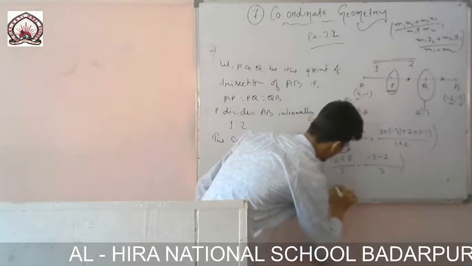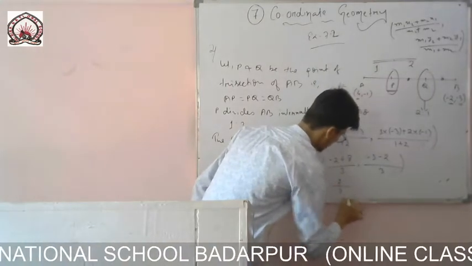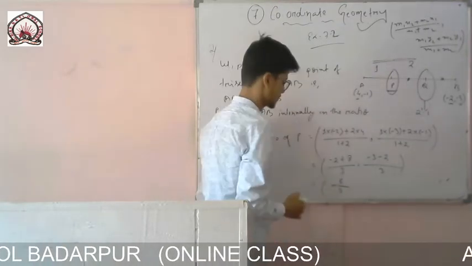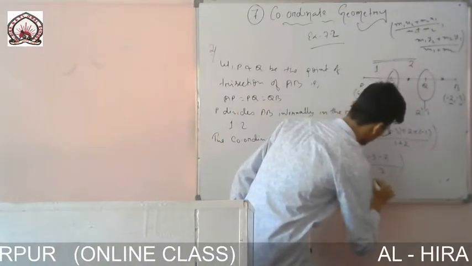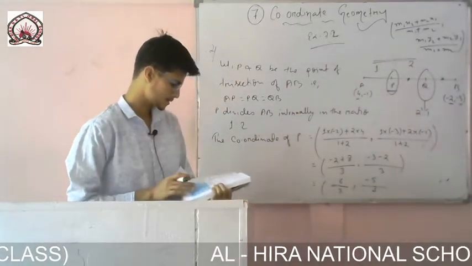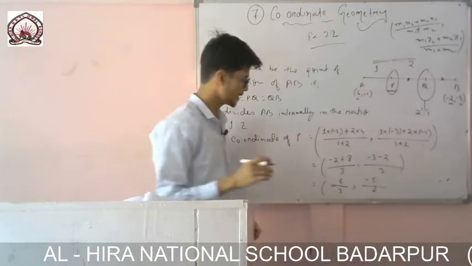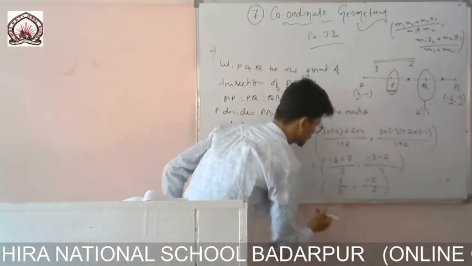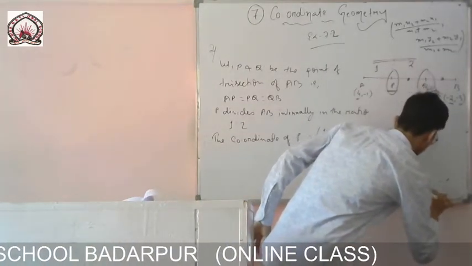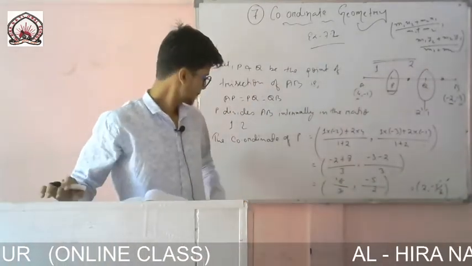So the values are 6 by 3 comma -5 by 3. So 6 by 3, you see here, I can cancel it, 3 2s are 6. So the values will be 2 comma -5 by 3. So this is the coordinate of the point P.